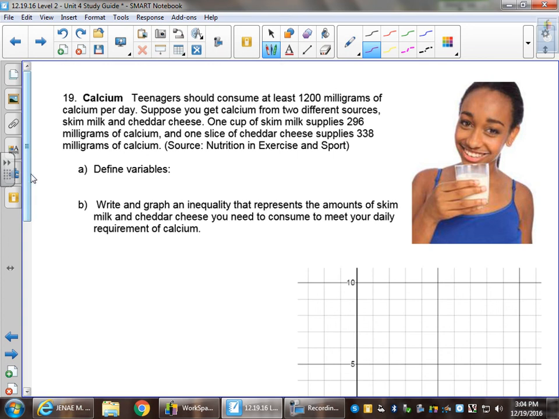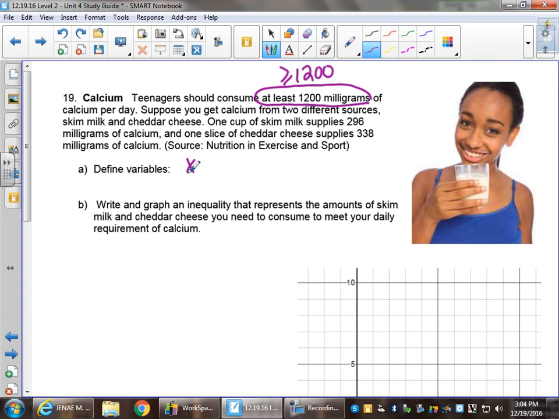Calcium. Teenagers should consume at least 1,200 milligrams of calcium per day. As soon as you see this, that hints to me of a total. At least 1,200 would be greater than or equal to 1,200. Suppose you get calcium from two different sources, skim milk and cheddar cheese. 1 cup of skim milk supplies 296 milligrams of calcium. 1 slice of cheddar cheese supplies 338 milligrams of calcium. And this comes from Nutrition, Exercise, and Sport. So that's real information right there.